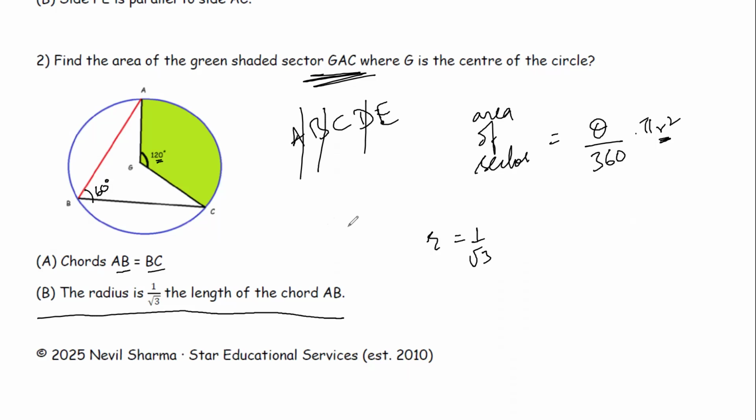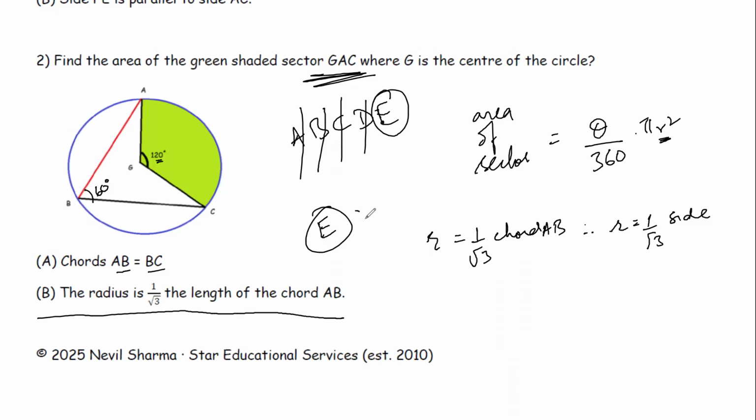Using both statements together, this is the length of the chord AB, which becomes the side of the equilateral triangle. Again, whether it's a side or chord AB, we need the length of chord AB to get to the radius. So we don't have any measurement. So both together also is not answering. E is the answer. There is no measurement, so there'll be no way we can find out the green shaded sector. Anyway, moving on.